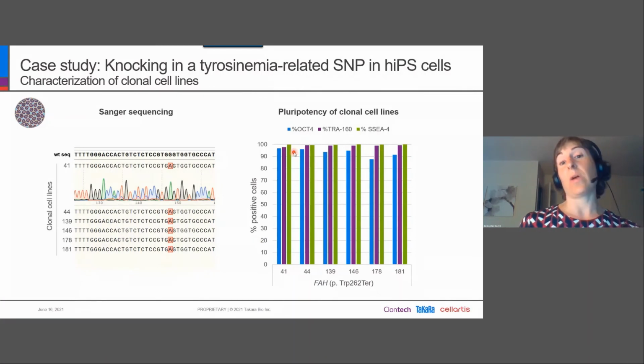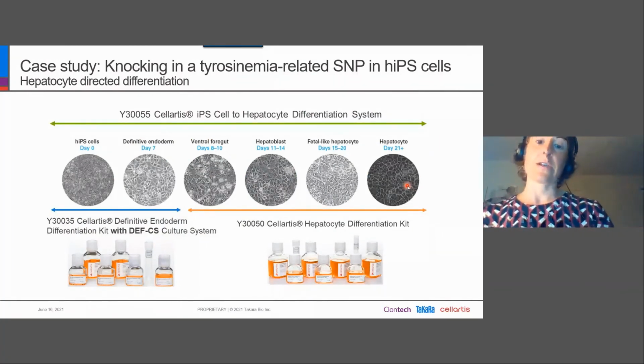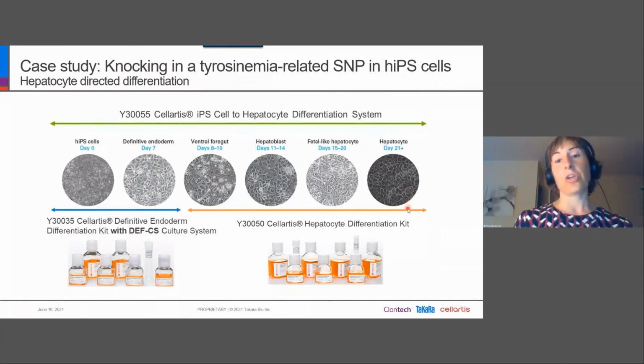We took the homozygous clones and rechecked the signal of the guided knock-in screening kit by Sanger sequencing, and we also checked the pluripotency of all of them, with high levels, by flow cytometry measuring OCT4, TRA-1-60, and SSEA4. So the next step was to take this clone 181 and perform the differentiation to hepatocytes.